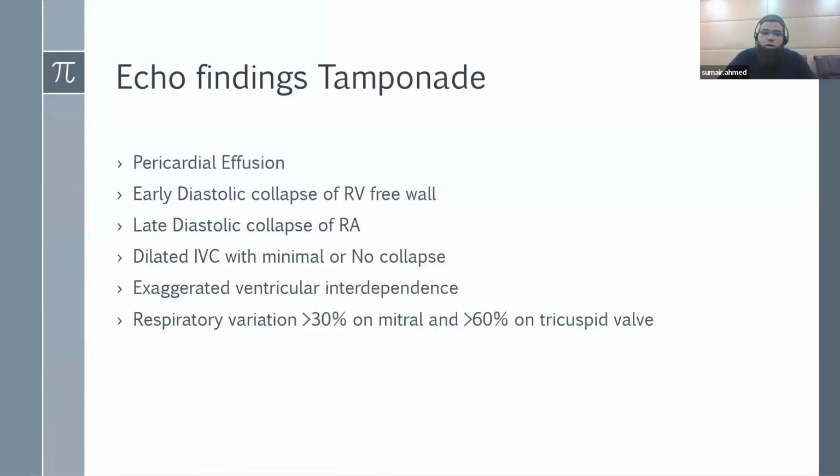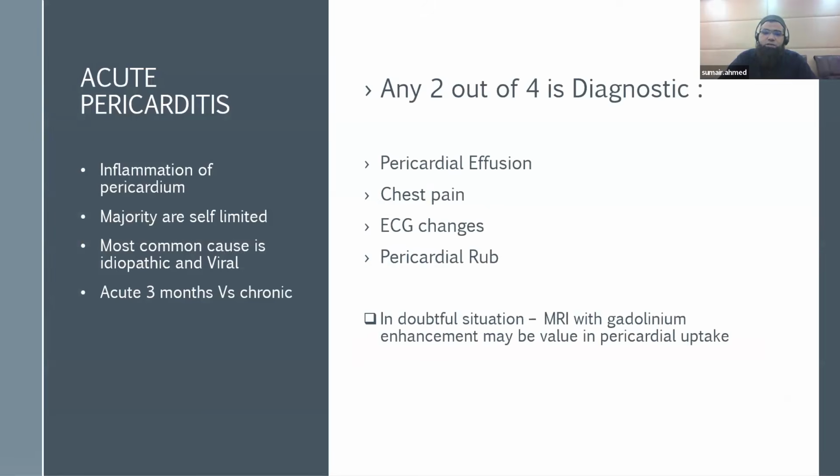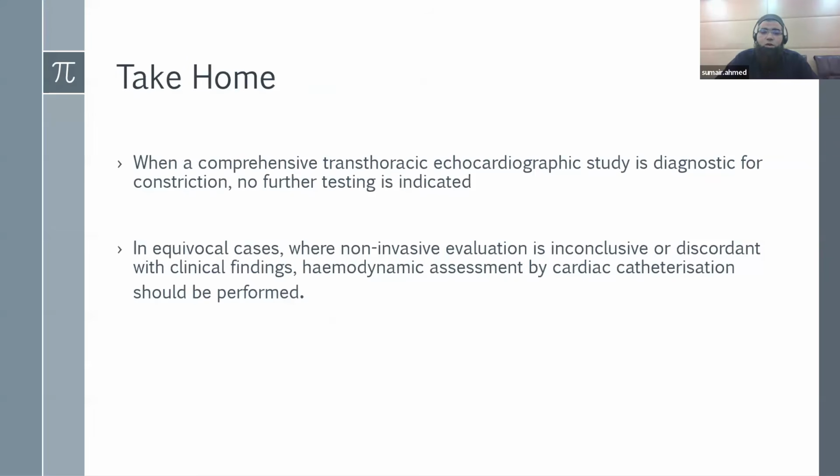Briefly about tamponade: early diastolic collapse of the RV free wall, late diastolic collapse of the RA, dilated IVC, exaggerated ventricular interdependence, and variation of 30% and 60% instead of 25% and 40%. Briefly, two of four diagnostic criteria are needed to diagnose acute pericarditis, and the majority are self-related. In a doubtful situation, MRI with gadolinium enhancement may be of value for pericardial uptake.